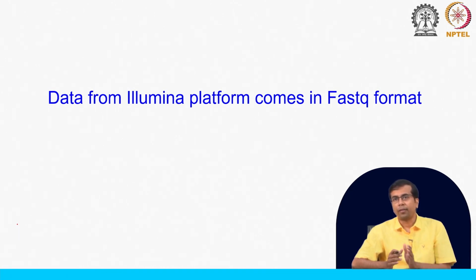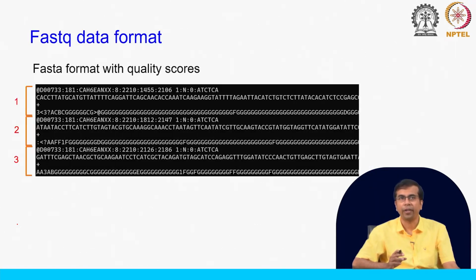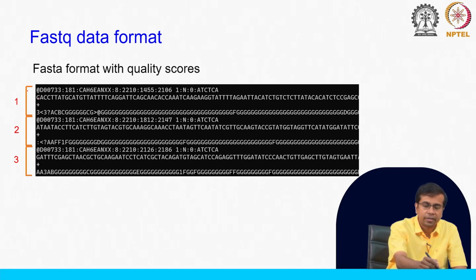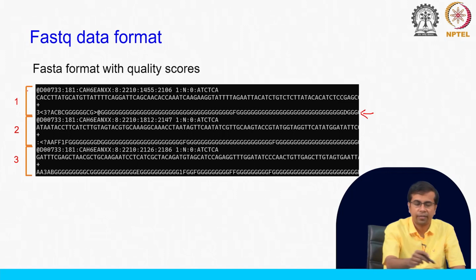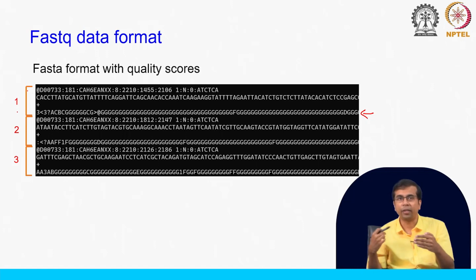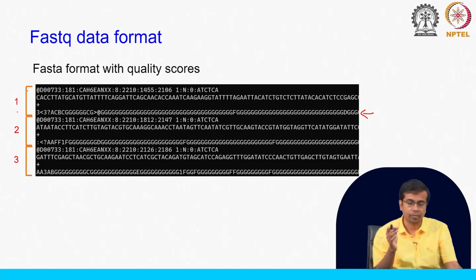As I mentioned earlier, data from the Illumina platform comes in FASTQ format, and we will take an example of FASTQ format with Illumina data. This is the FASTA format with quality score, or FASTQ. We have the header followed by the sequence data, then a spacer plus, and then the quality score. These are reads 1, 2, 3, and if you have millions of reads, you have millions of sequences one after another in a single file. So these could be quite big files.